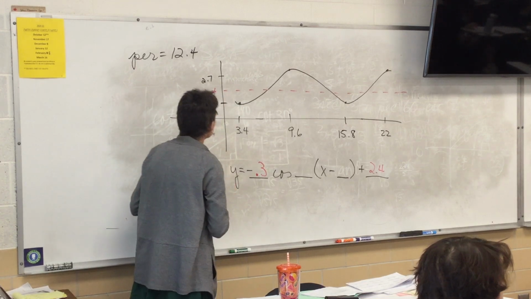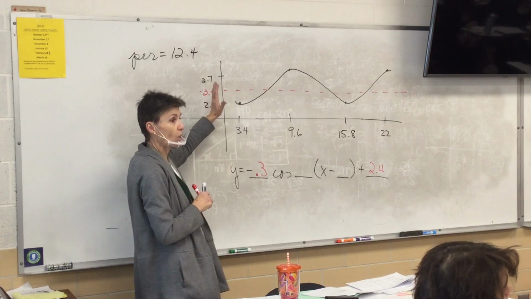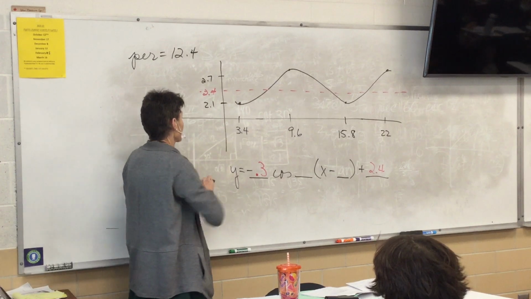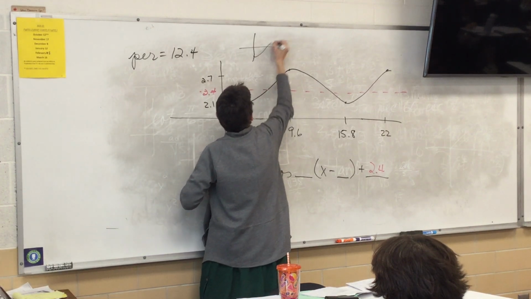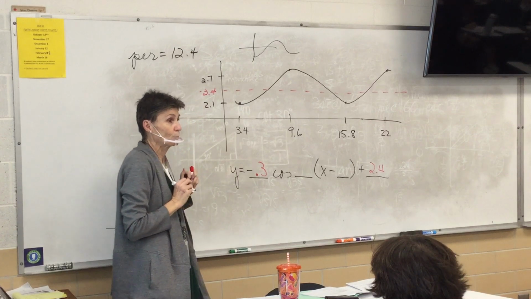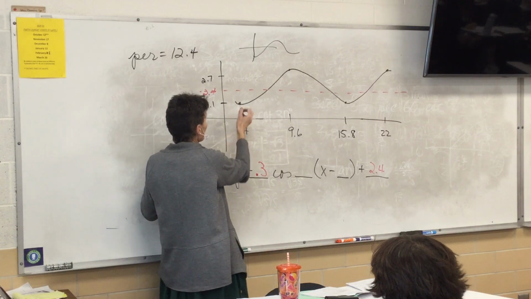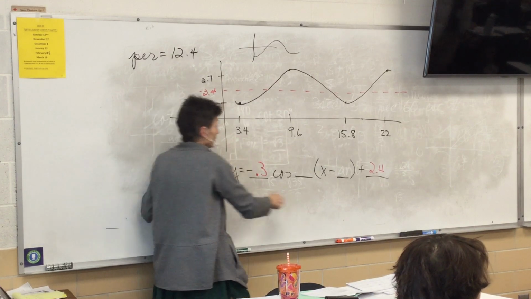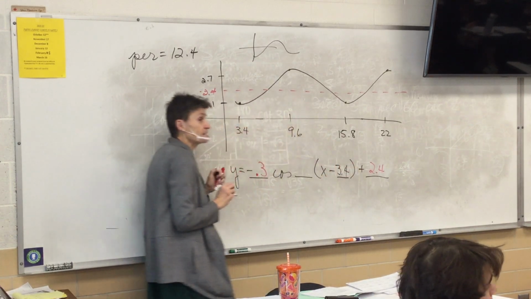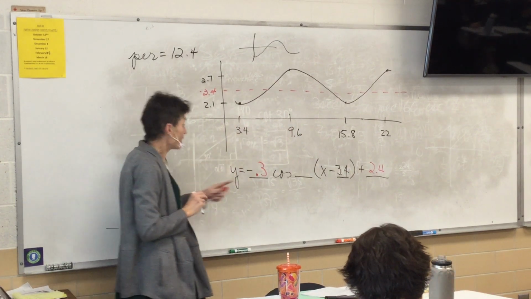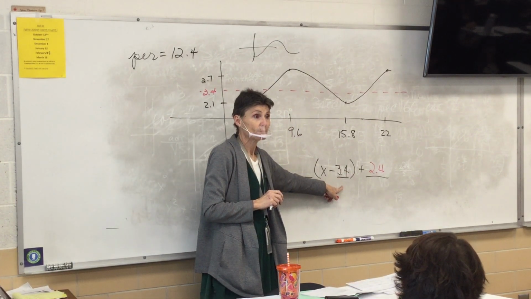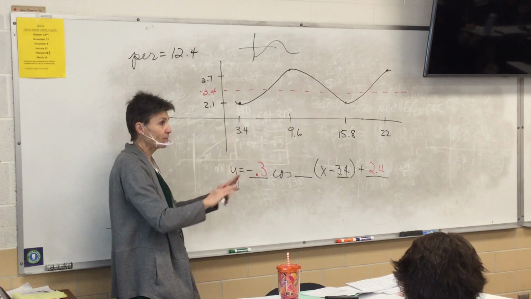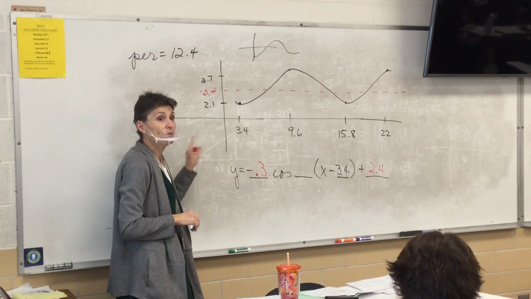Now, normally, your cosine curve would start on the y-axis. Normally, that's what a negative cosine curve would look like. This one has been shifted over and it is now starting at 3.4. And since it's been shifted to the right, that's x minus 3.4. Everybody with me so far? Those are the easy ones.